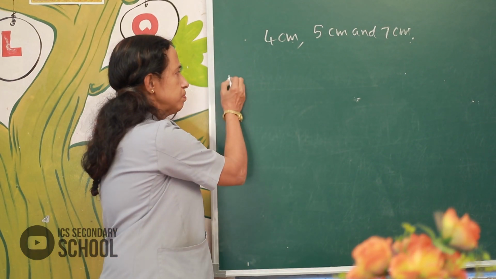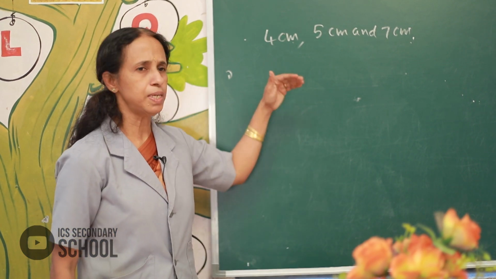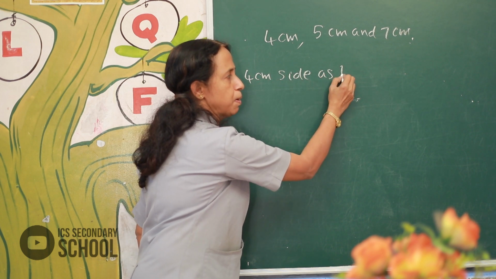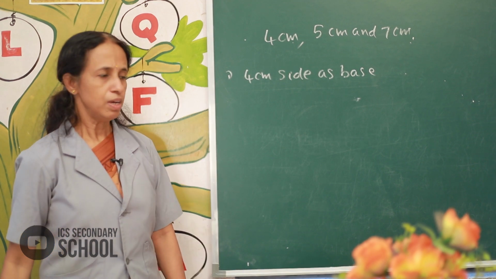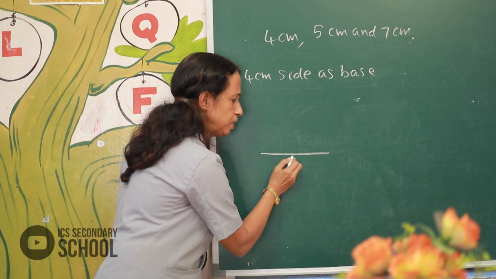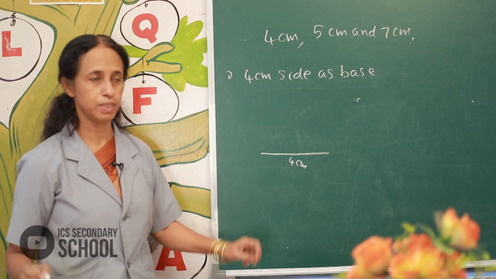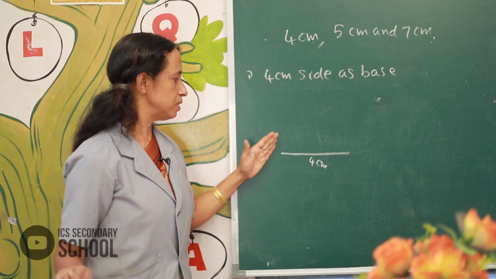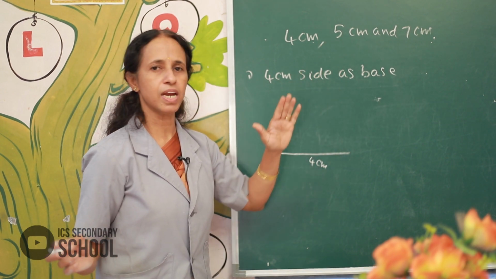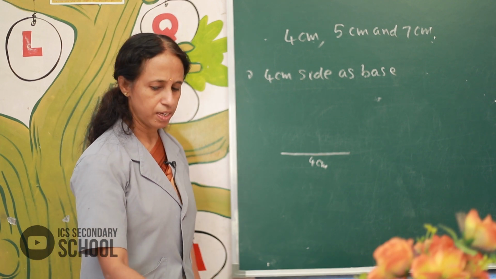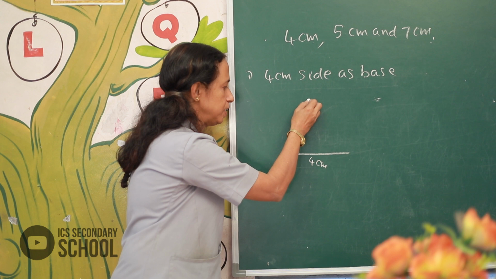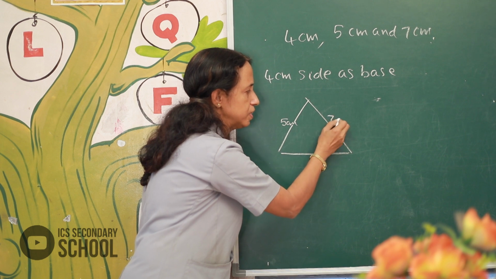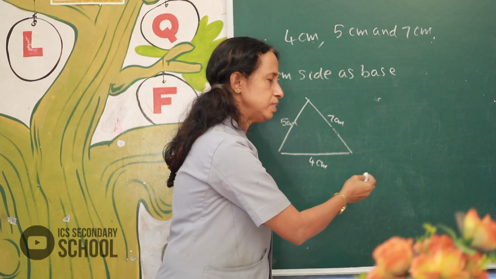First, take the 4 cm side as the base. The other two sides are 5 cm and 7 cm. This side is 5 cm and this side is 7 cm.